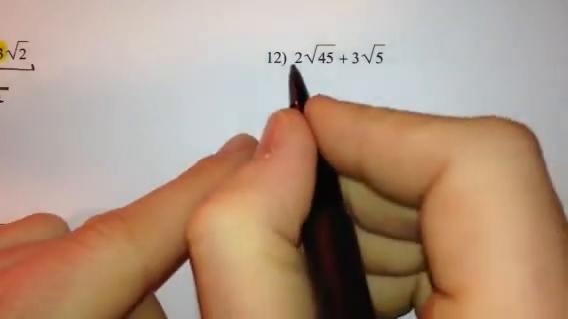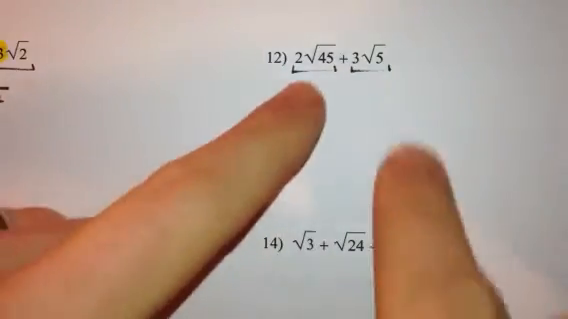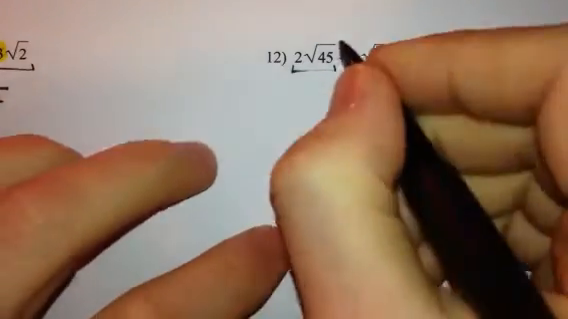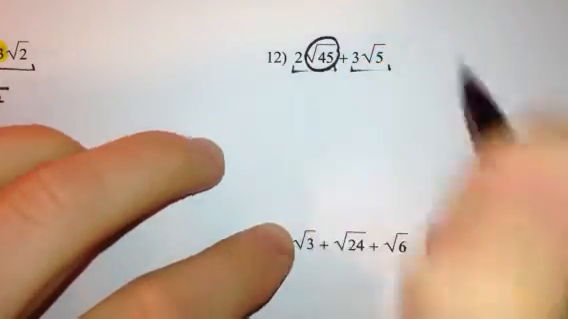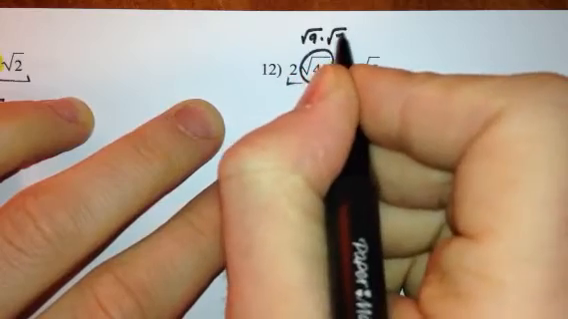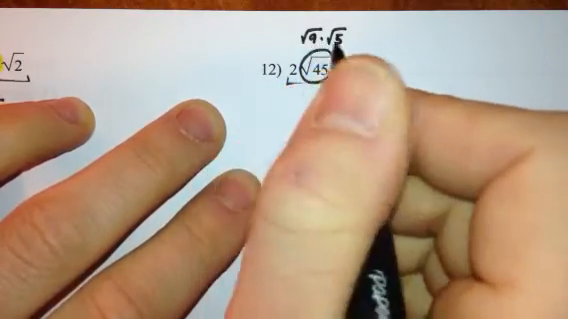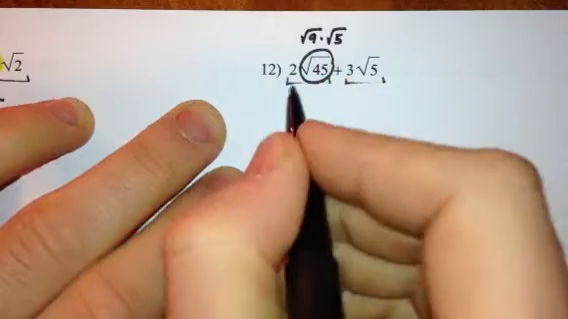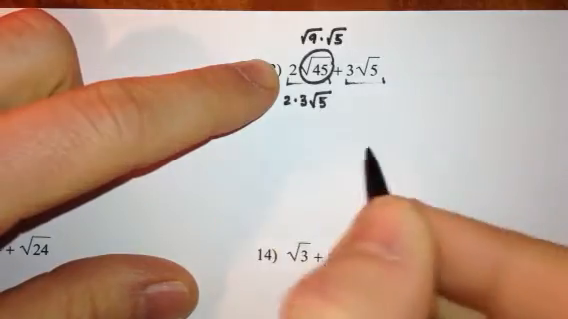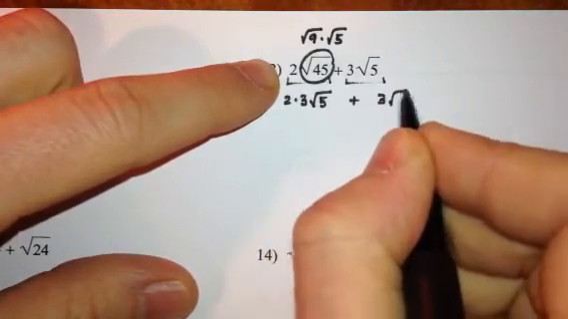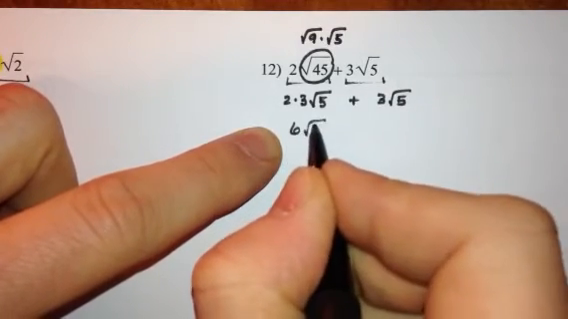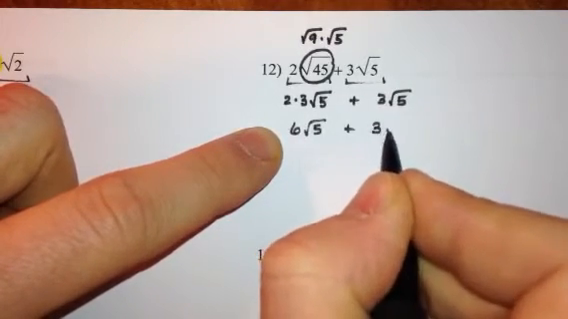Let's go to number 12. On number 12, we've got two terms, 1, 2. Are they the same? No. So right now we can't combine them. However, keep in mind that radical 45 is really radical 9 times radical 5. And radical 9 is 3. So let's see. So this is 2 times 3 times radical 5 plus 3 radical 5. And I'm going to call 2 times 3 what it is. It's 6 radical 5 plus 3 radical 5.